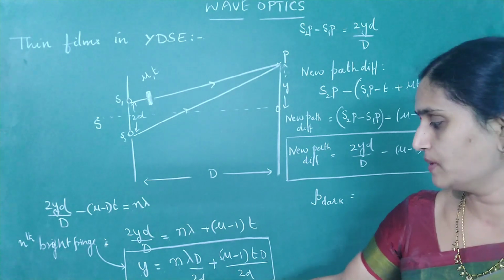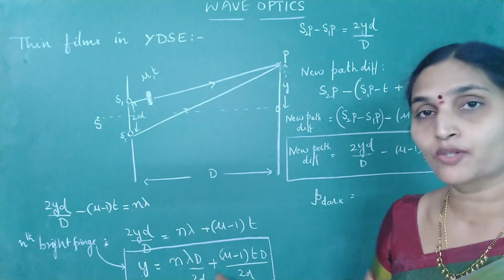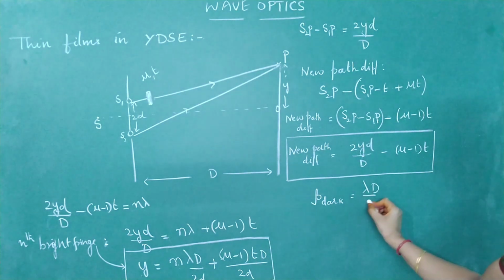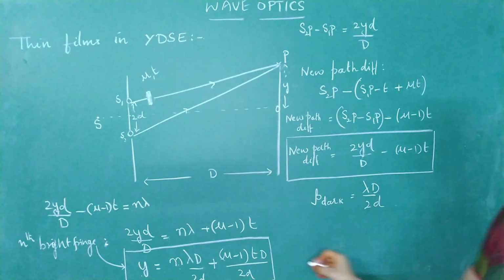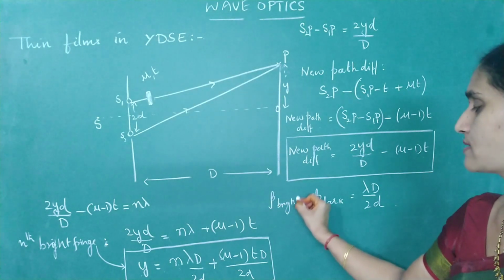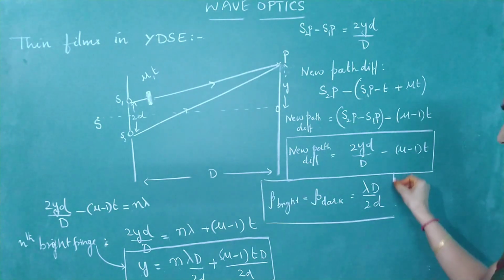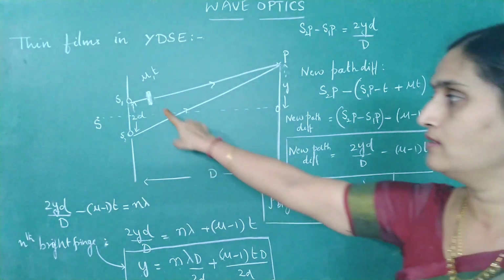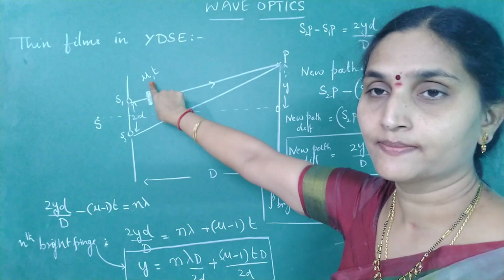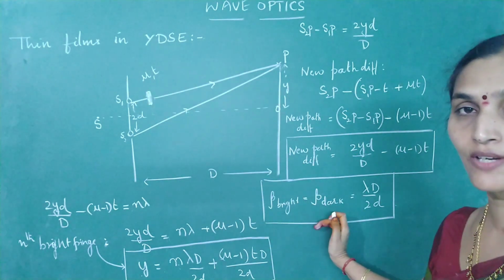2 times lambda D by 2d, this is no change, minus 1 times lambda D by 2d, and this additional term cancels. So when you subtract, you will get the same fringe width. Similarly, even for bright fringes, there is no change. So is there any change in the fringe width by introducing a thin film of thickness t and refractive index mu? Your answer is no. There is no change in fringe width.